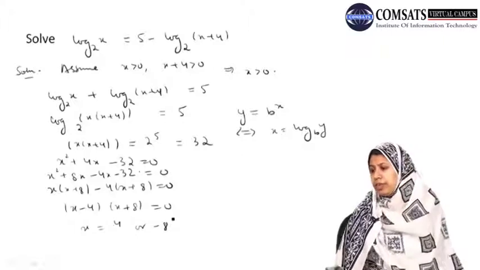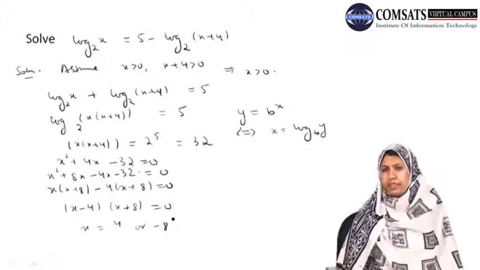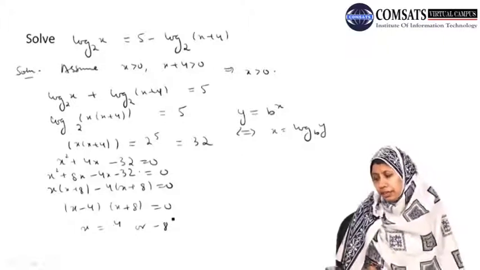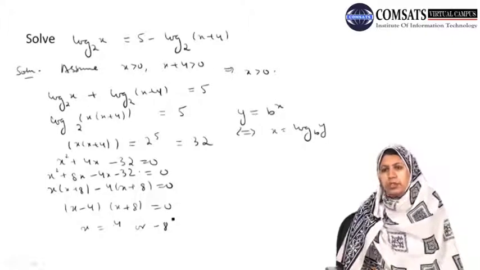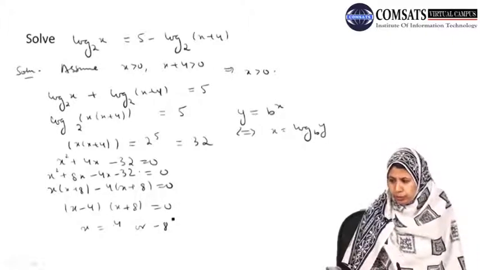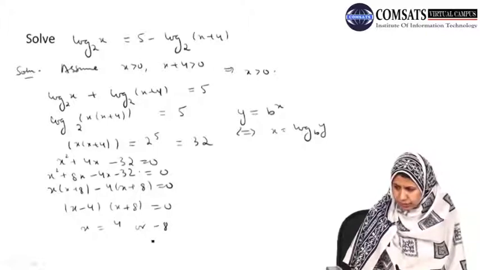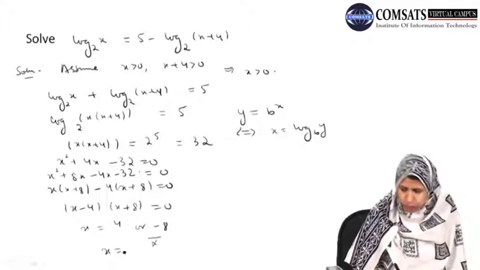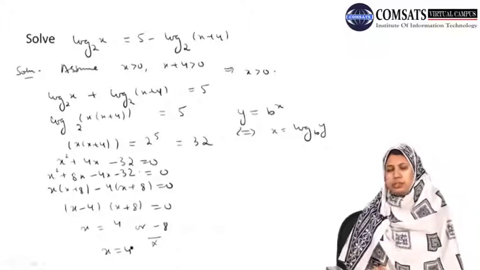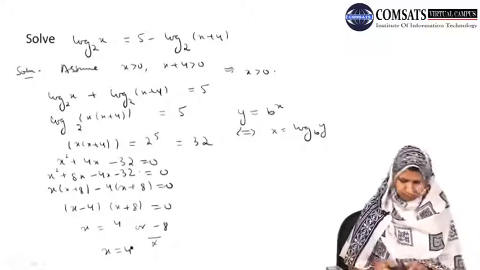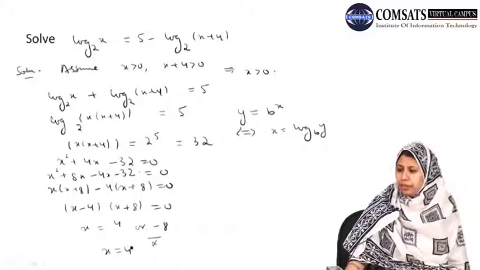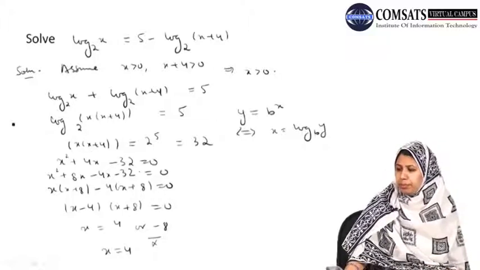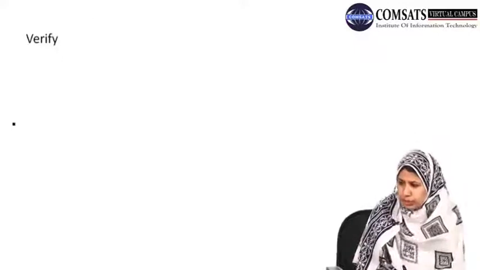But we were given some condition on the values of x initially, that x should be positive and x plus 4 should be positive. So the value of x equal to minus 8 is ruled out, and we are left with x is equal to 4, which satisfies this logarithmic equation. We can also verify this by putting the value of x in our given logarithmic equation.